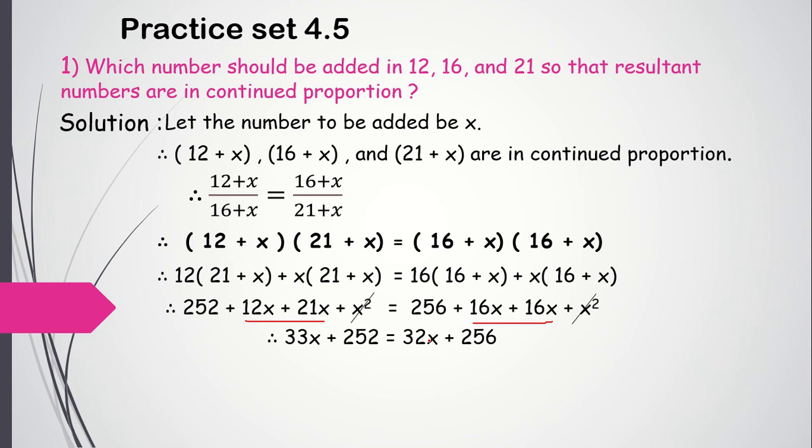Now we will bring the like terms together again. This is 32x. It will go that side. It will become minus 32x. 252 will come this side. Will become minus 252. So therefore x is equal to 4. 33x minus 32x is x is equal to 4. That's the final answer. And since it is a word problem, we will write it in the end. Therefore, the number to be added be 4.